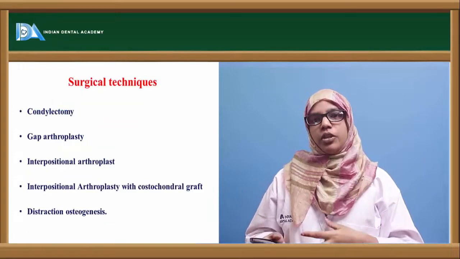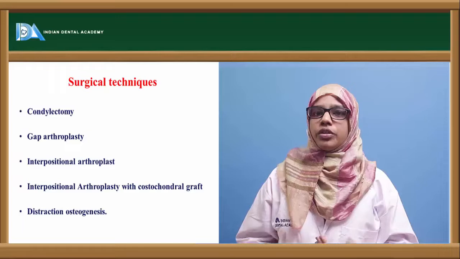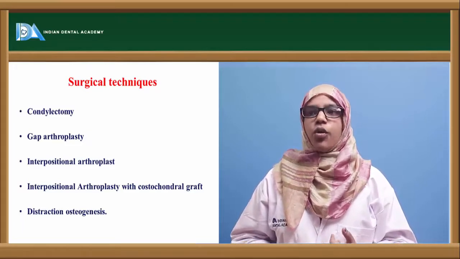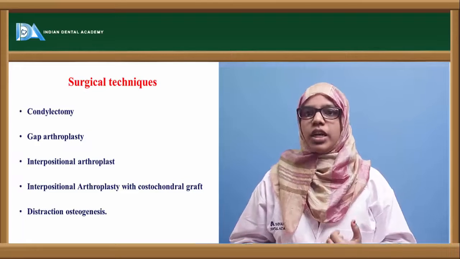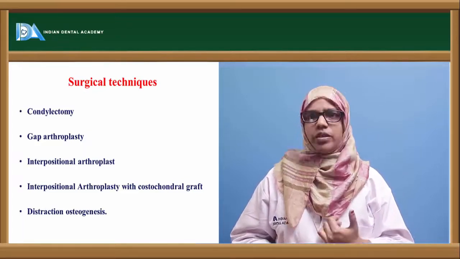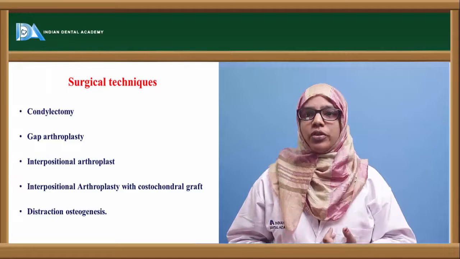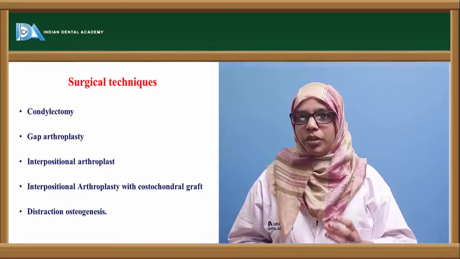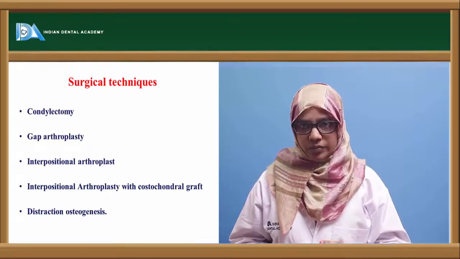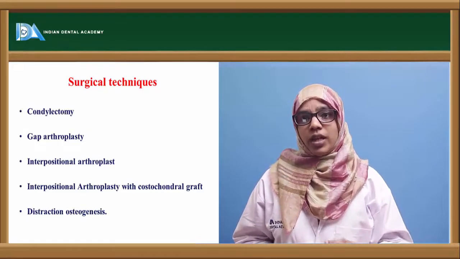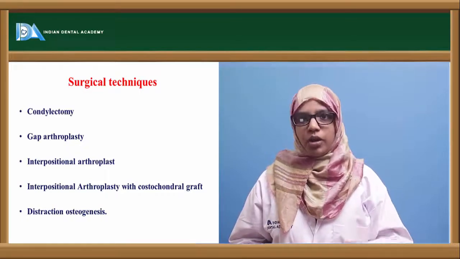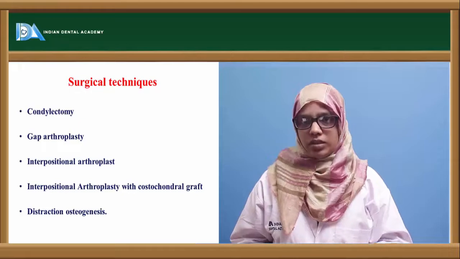Now once you have done the incision, you move on to the surgical procedure, that is removal of the ankylotic mass. You could either do a condylectomy, that is remove the head of the condyle if it is just fibrous union. You could do a gap arthroplasty. Gap arthroplasty is nothing but creating a gap between the two articular surfaces. But what happens with gap arthroplasty is you're removing the bone. There will be blood, again there will be hematoma formation, and the chances of re-ankylosis increase.